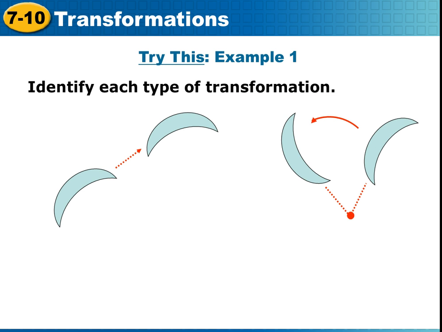Let's look at these two. The first one, again, is a translation. It's just sliding to a new location. And finally, let's look at this last one. This is a rotation. It's rotating from one spot to the next. It is changing direction around a point, and there you can see the point of rotation on the slide.